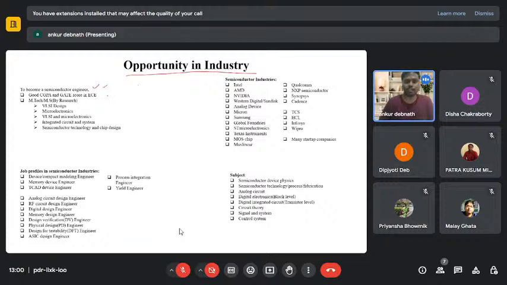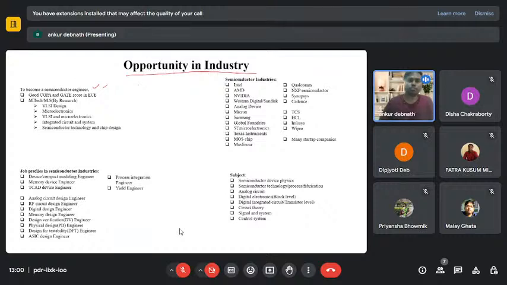This semiconductor industry, and if you go into the semiconductor industry, your starting salary may be 10 or 12 lakh, right? But you have to make it first. You have to build up the concept first. How to make the concept?